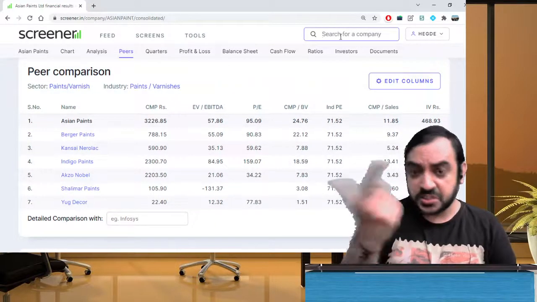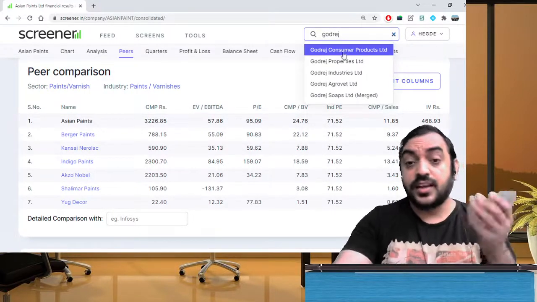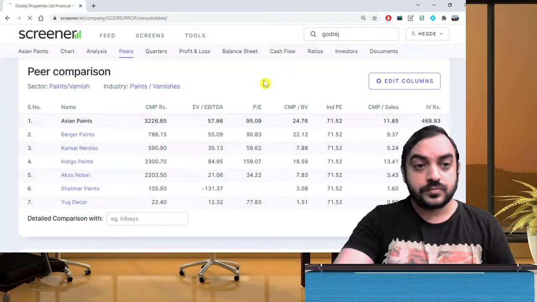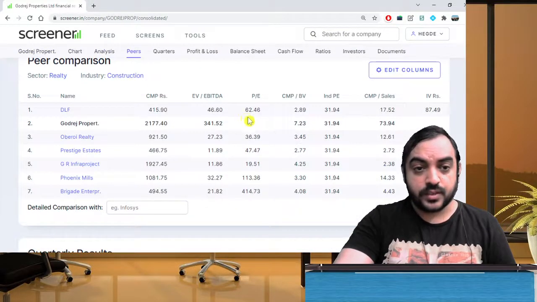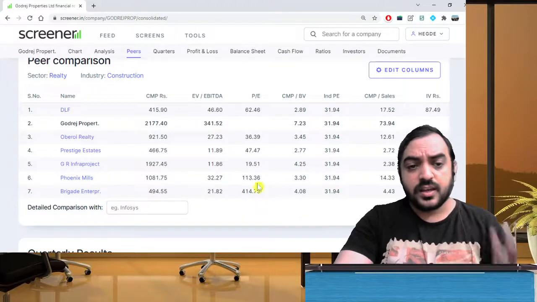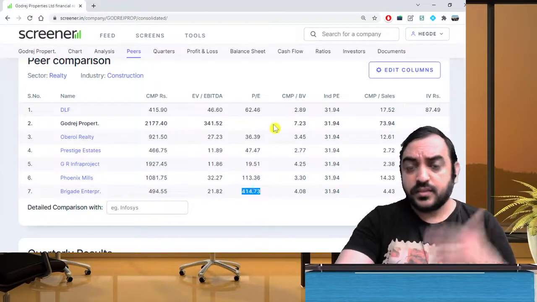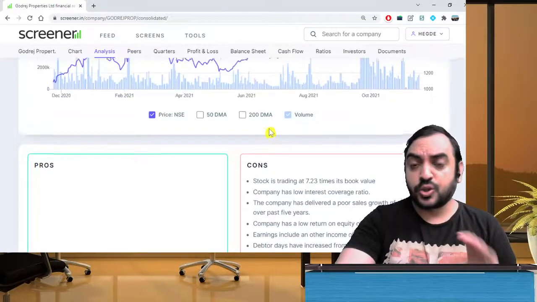Let's look at an infrastructure company. Let's say Godrej Properties, infrastructure, real estate companies. Look at its P ratio. DLF 62 times, Oberoi 36 times, Prestige 47 times. Okay, Brigade Enterprises 414. P ratio is again much higher. Maybe their earnings are given higher confidence.